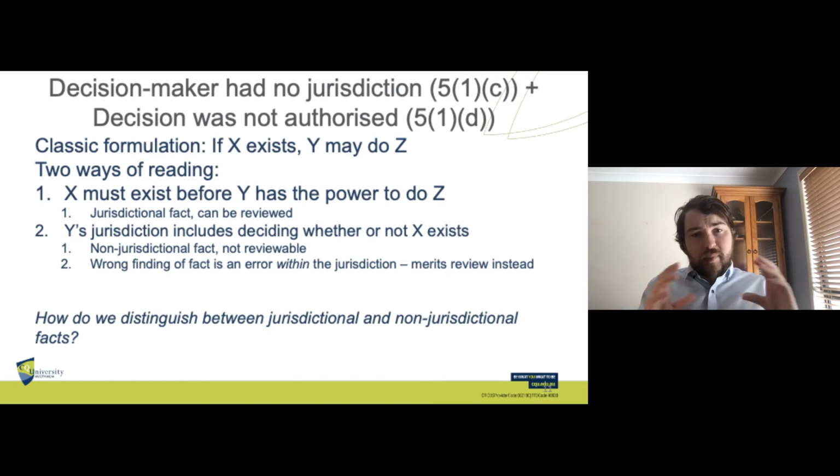So you'll remember the sort of classic formulation of a law or a power is to say that if X exists, Y may do Z. So if a particular fact arises or is established, the decision maker can do a thing. There's two ways of reading that. The first way is that X must exist before Y has the power to do Z. So X must be an established fact before the decision maker can do that thing. We call this a jurisdictional fact. Y's jurisdiction hinges on the existence of X.